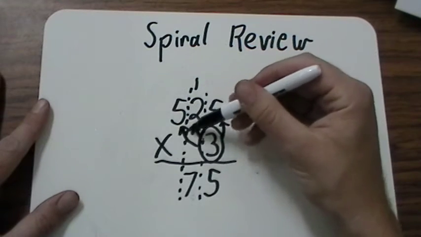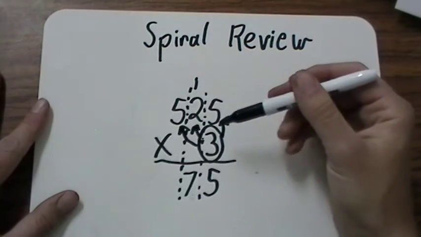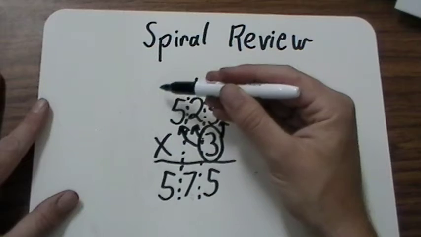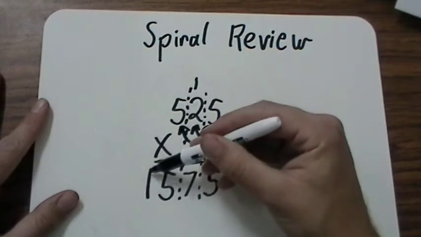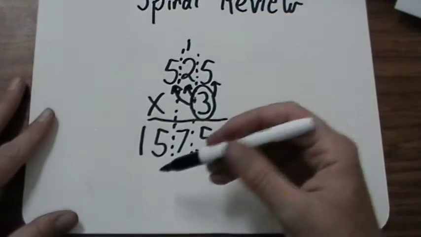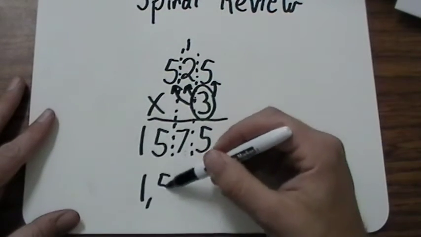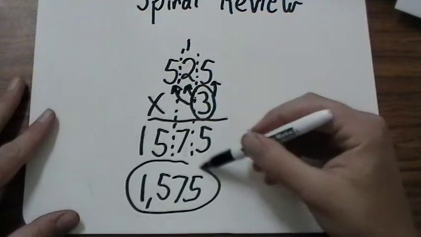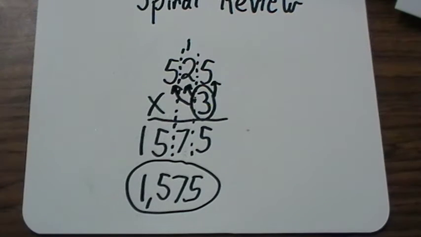Now I do 3 times 5. 3 times 5 is 15 again. But I don't need to carry it because there's no more column over here. So I can write the 15. So what's 525 times 3? 1,575 is your answer. That's what you'd write on the line.